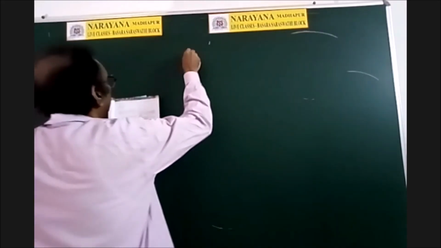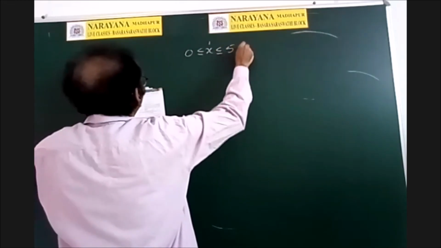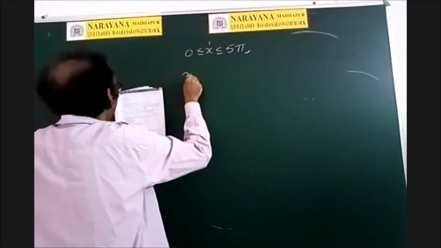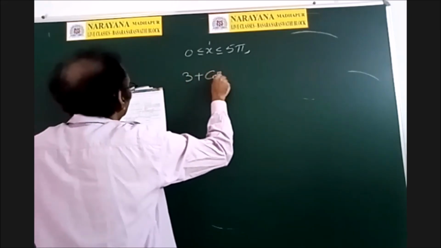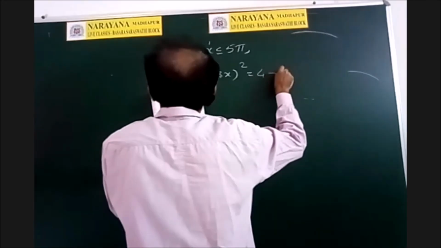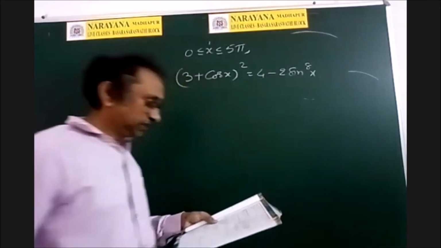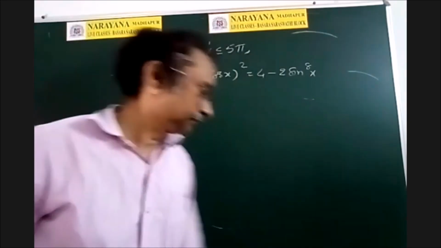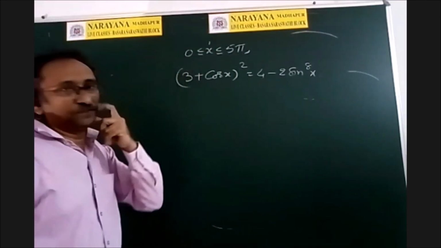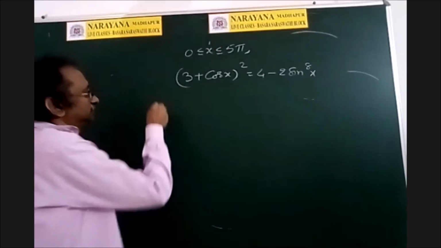See the next question. Sixth question. In the range of 0 ≤ x ≤ 5π, the equation (3 + cos x)² = 4 − 2 sin⁸x has how many solutions between 0 and 5π only? That is the question. First of all, I discuss the left hand side.